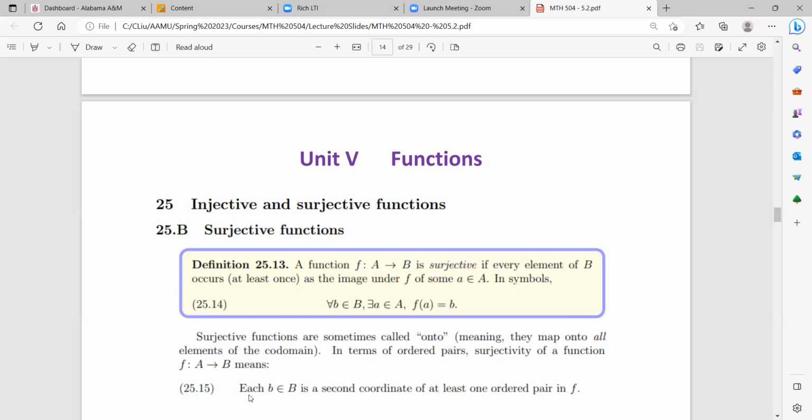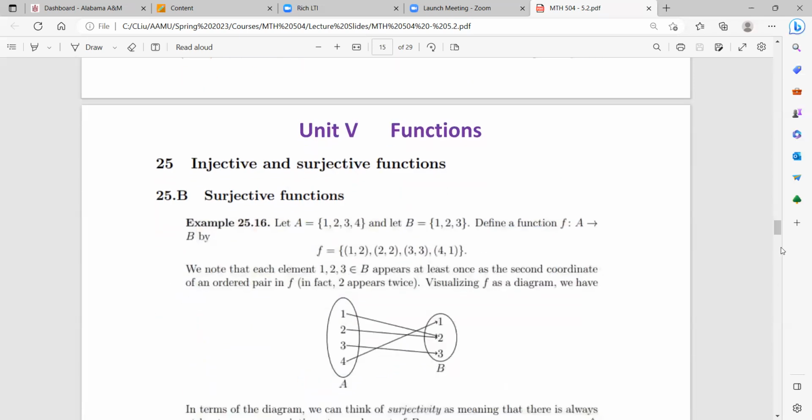So in other words, for each element b in the codomain, it is a second coordinate of at least one ordered pair in f. So it could be the second coordinate of one or two or three or more, but it has to be in at least one of the ordered pairs in f. All right. So let's just look at a simple example.